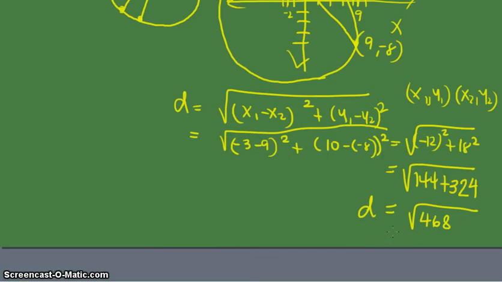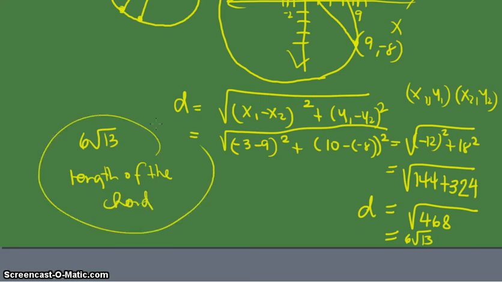If you simplify this, the square root of 468 is equal to 6 square root of 13. So this value, 6 square root of 13, is the length of the chord. Okay, so that's the length of the chord.